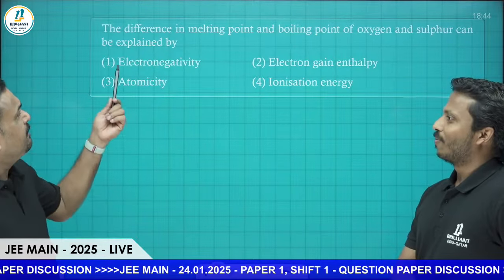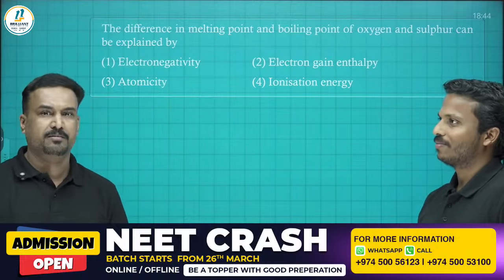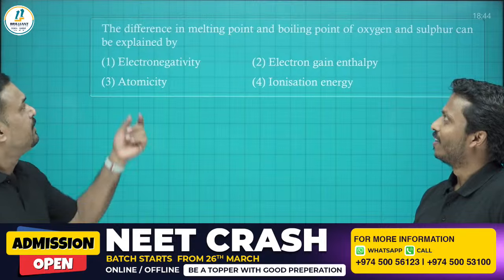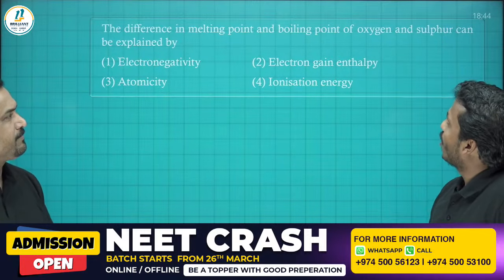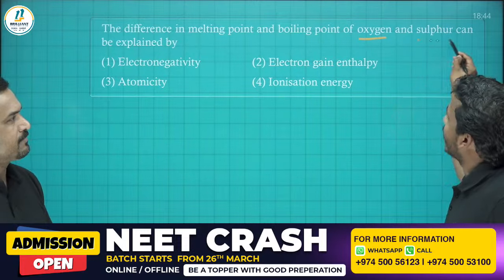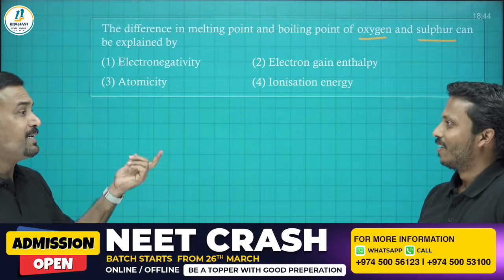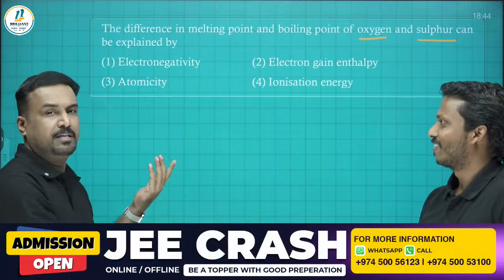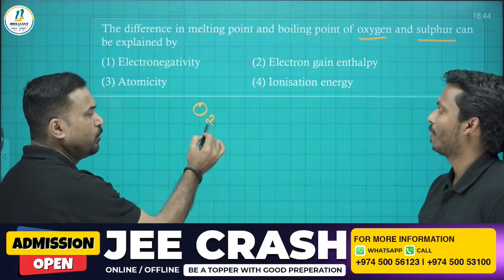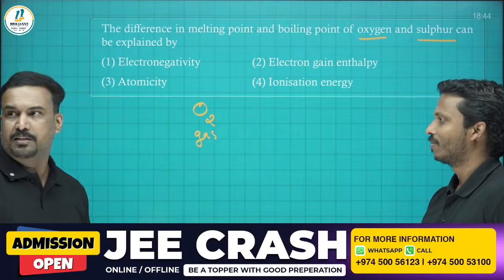Yeah, this one is again from the P block, an easy one. The difference in melting point and boiling point of oxygen and sulfur can be explained by which factor? And this one they can easily remember even based on the physical states, because oxygen is a discrete molecule, O2, it's a gas. Very easy, right? That way you can remember.